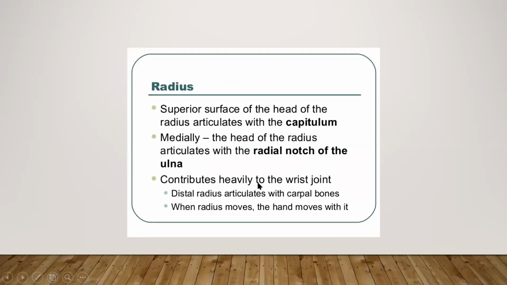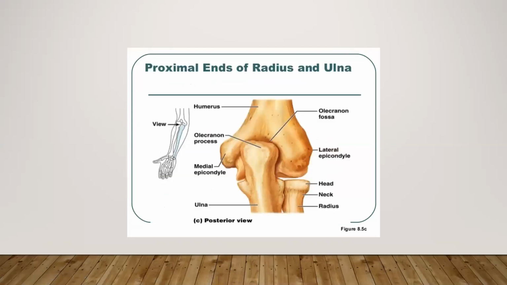The radius contributes heavily to the wrist joint, as the ulna has little to no role in it. The distal radius articulates with the carpal bones. When the radius moves, the hand moves. Clear?